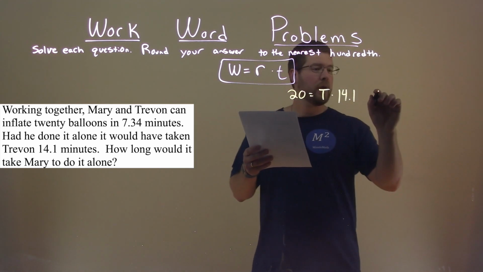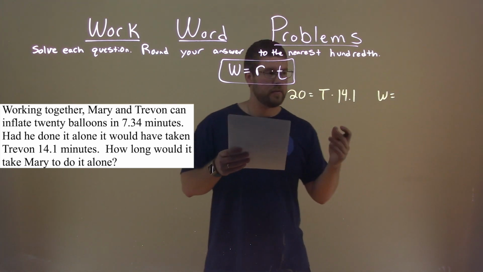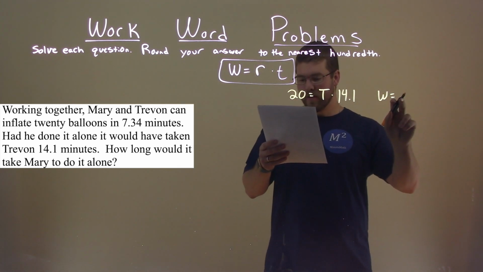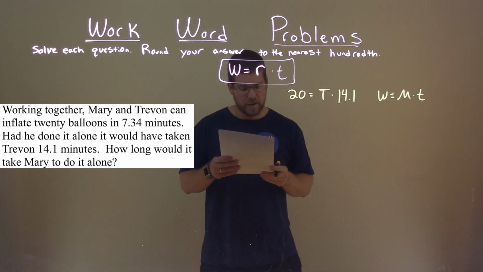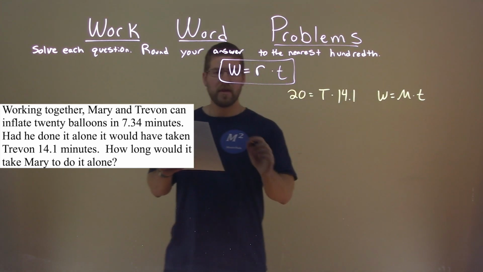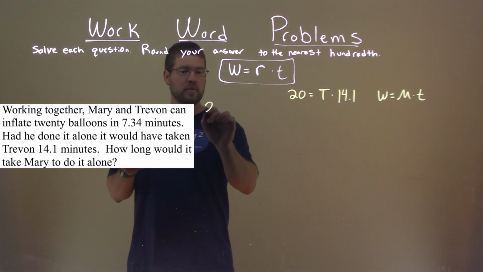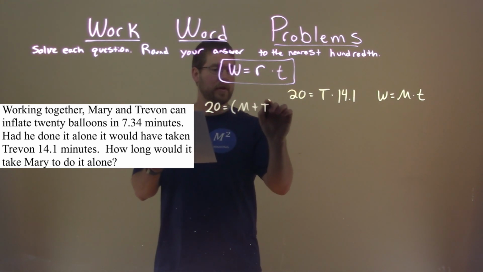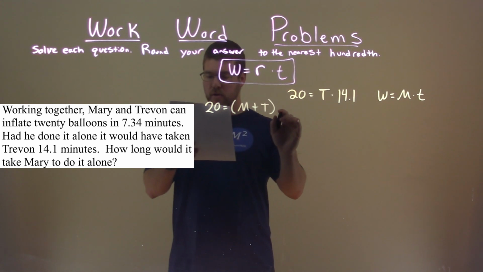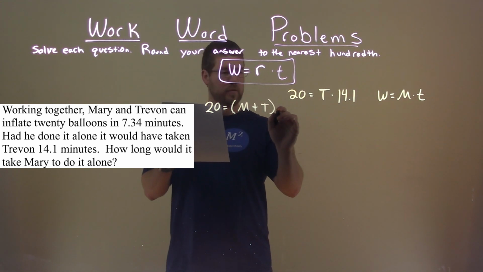They tell us if Mary had done it alone, well, that's what we want to find. So the work is equal to Mary's rate times time. So we don't really know that information there. But we know that if they did it together, the work of 20 balloons, and we had Mary's rate plus Trayvon's rate, it took them a total of 7.34 minutes.